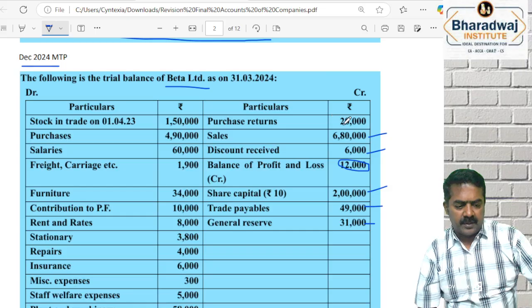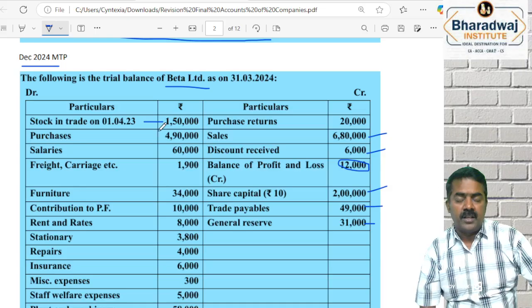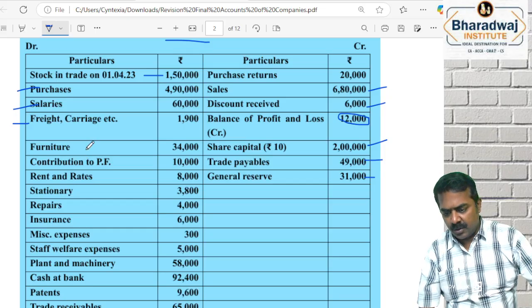Purchase returns will be adjusted in purchase. Sales is an income, discount is an income. All the other things will come in balance sheet. We'll see the change in inventory, opening stock to closing stock, purchases, salaries, freight inwards will come in which one? Will come in P&L account. Furniture is a balance sheet item.